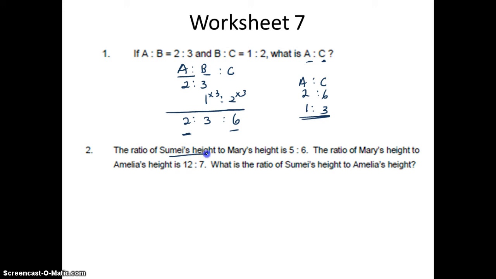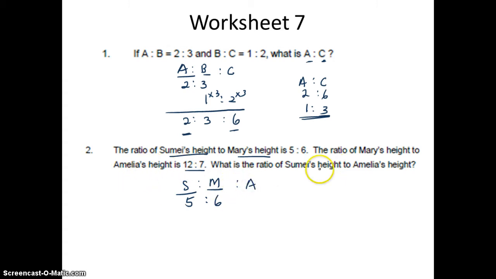The ratio of Sumei's height to Mary's height is 5 is to 6. So Sumei is to Mary is 5 is to 6. Ratio of Mary's height to Amelia's height is 12 is to 7. So we put Amelia beside it.